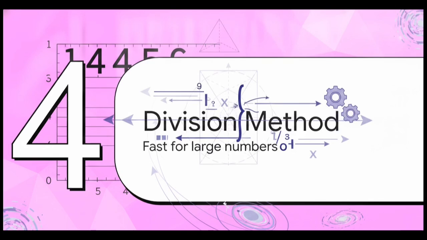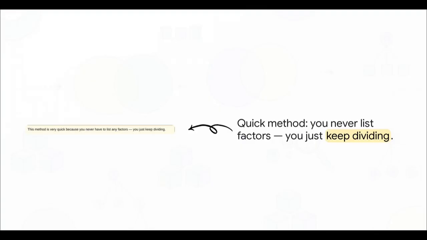All right, method 3, the division method, also widely known as Euclid's method. This is your speed hack for large numbers. This method is absolutely brilliant because, honestly, you never have to list any factors. You literally just keep dividing. When you're staring down massive numbers, factor trees can get huge and incredibly messy. Euclid's method lets us bypass all of that. Let's see how it works.